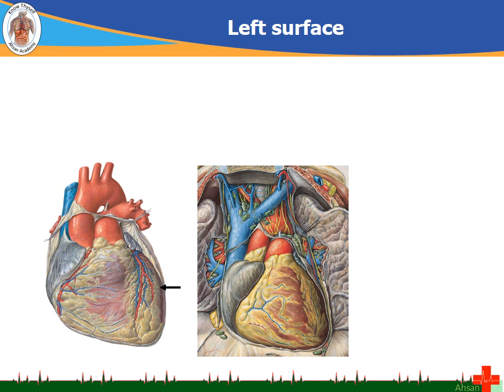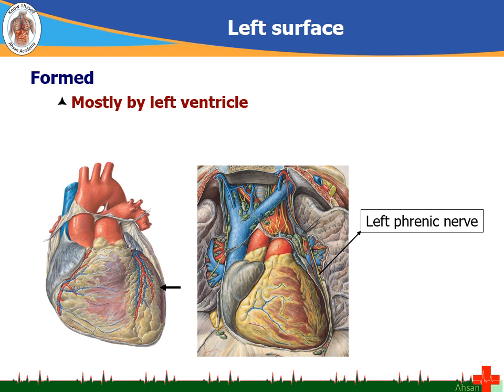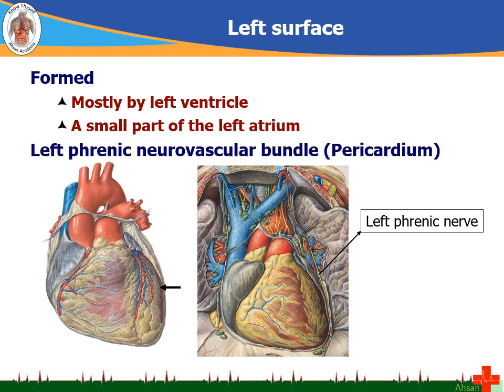The left surface, you can see it in the left figure indicated by the black arrow. This surface is mostly formed by the left ventricle. A small area is formed by the left auricle. The figure is indicating the position of the phrenic nerve with the phrenic vessels. This structure remains related to this surface and is separated by the pericardium.